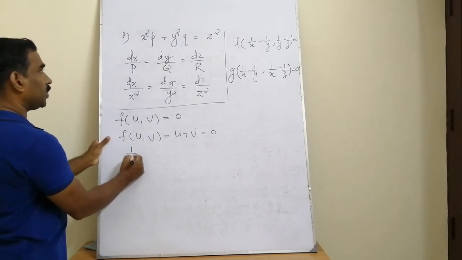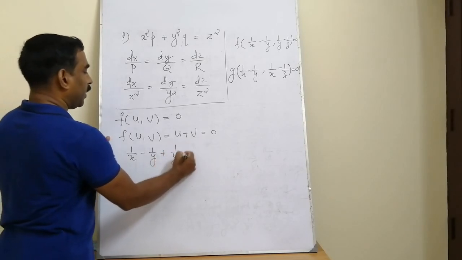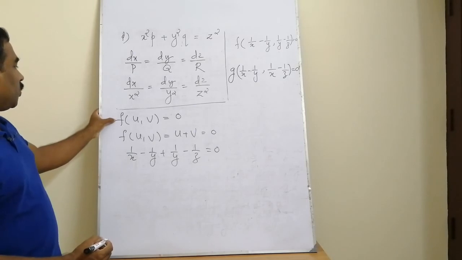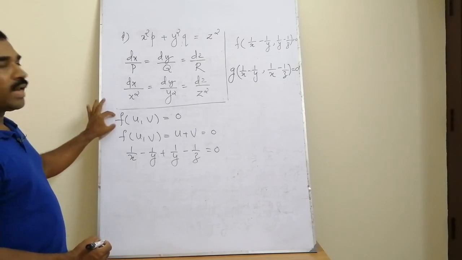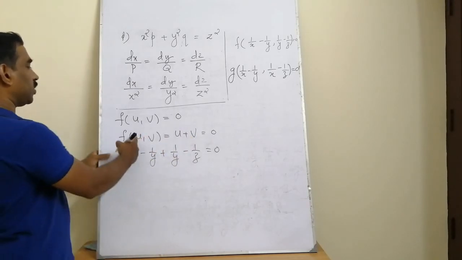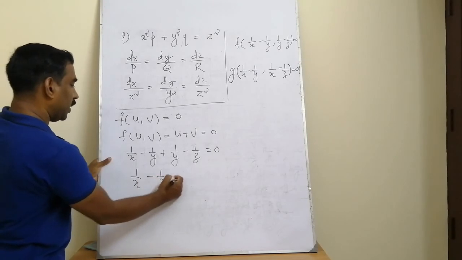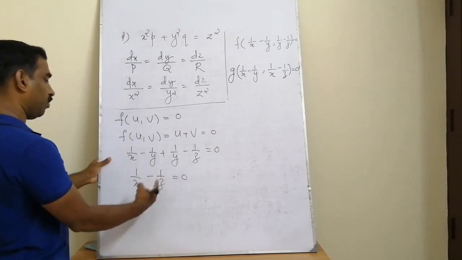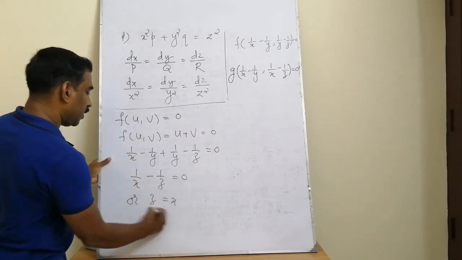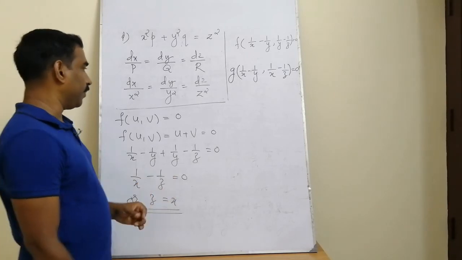Then the solution is 1 by x minus 1 by y plus 1 by y minus 1 by z equal to 0. That means from the formula of solutions we are fixing one arbitrary function. Here the arbitrary function is taking the sum of the variables u and v. This implies 1 by x minus 1 by z equal to 0, or 1 by x equal to 1 by z, or this can be modified in the form z is equal to x. And what is the solution z is equal to x geometrically? It is a plane in 3D.